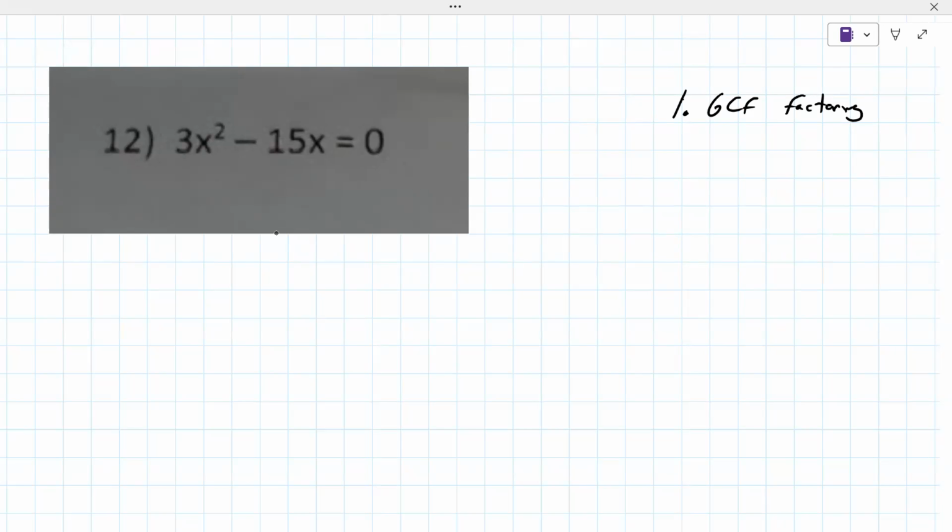Now, what are you looking for? Often it's two terms, not always, but often, that all have some x in them. Do both of these terms have an x?